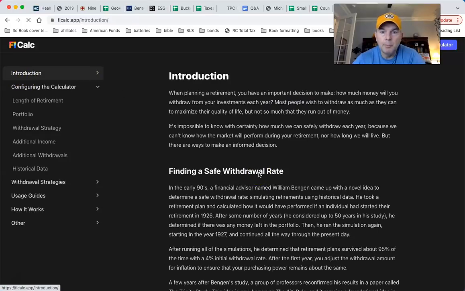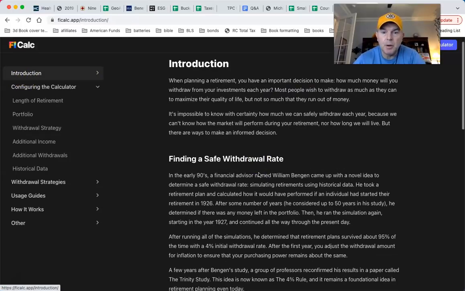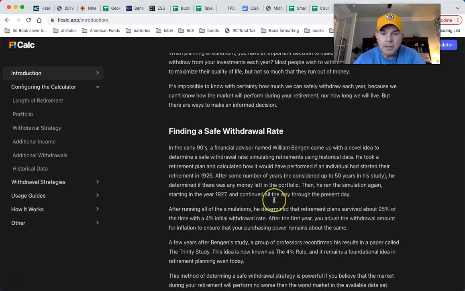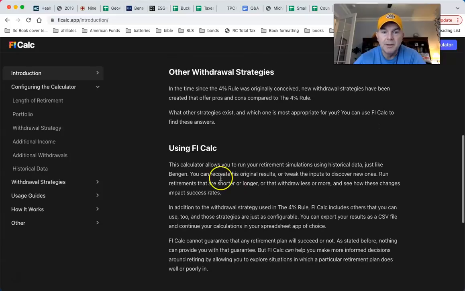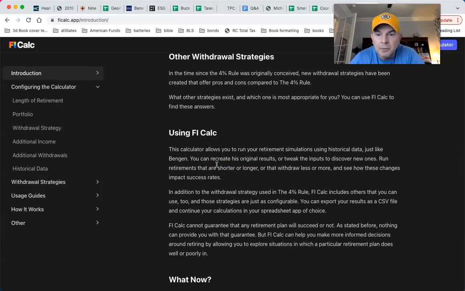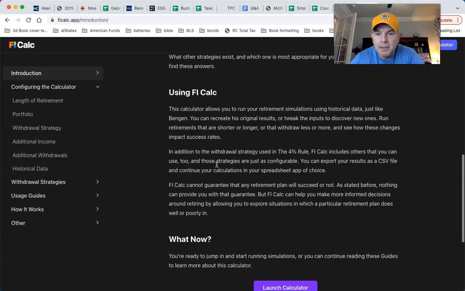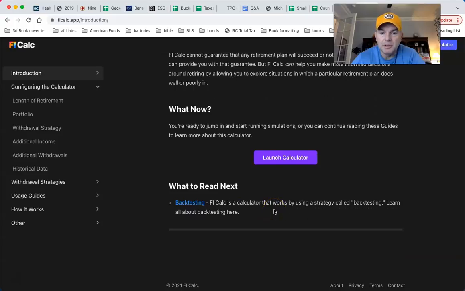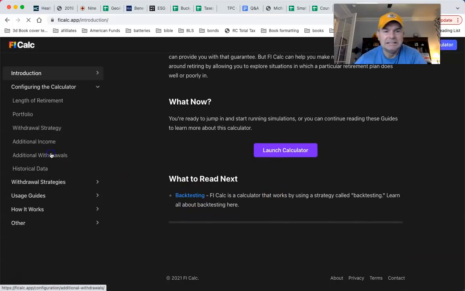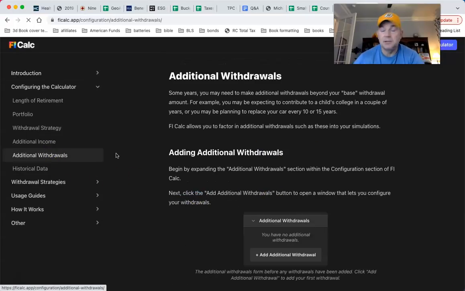Right here, when planning retirement, finding a safe withdrawal plan. After running all the simulations, okay, we know about that. Other withdrawal strategies. This calculator allows you to run retirement simulations using historical data. And that's a drawback, historical data. That's my concern. The historical data is always the thing that concerns me most because we're back testing. It's still good because I still love it because look at all these withdrawal strategies.